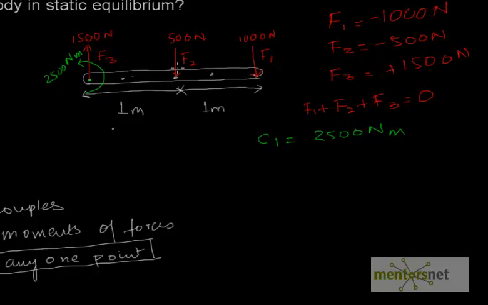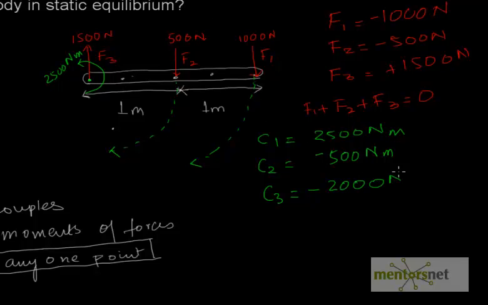Now let's calculate the couple caused by this force. The distance is 1 meter, and since this force is forcing it downwards, this line of force rotates like this about this point. This is clockwise, hence it is a negative couple of 500 into 1. So C2, if we can call it that, is equal to minus 500 Newton meter. Finally, C3, what you can see is 1000 newtons downwards. Again, about this point, it would force like this, which is clockwise. So C3 is minus 1000 into 2 meters, which is 2000 Newton meters.